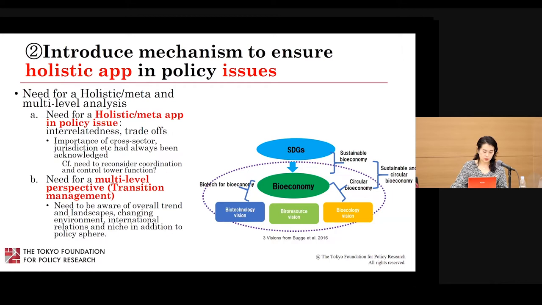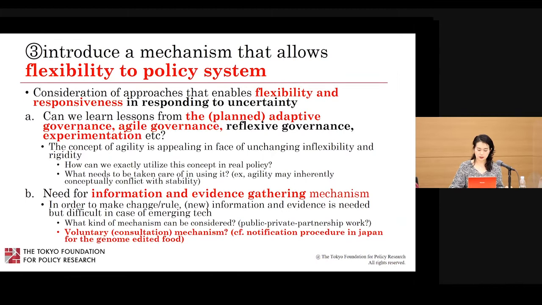Next, we need to have a multi-level perspective, which is argued in transition management theory. We need to consider the overall trends, landscape, changing environment, international relations, and niche in addition to the policy sphere. Finally, we need to consider the approach that enables flexibility and responsiveness in responding to uncertainty. Here, I'd like to ask a question. As was mentioned by Oi-sensei as well, there are concepts and ideas such as planned adaptive governance, agile governance, reflexive governance, or experimentation. Those concepts are becoming popular, but can we learn lessons from this?